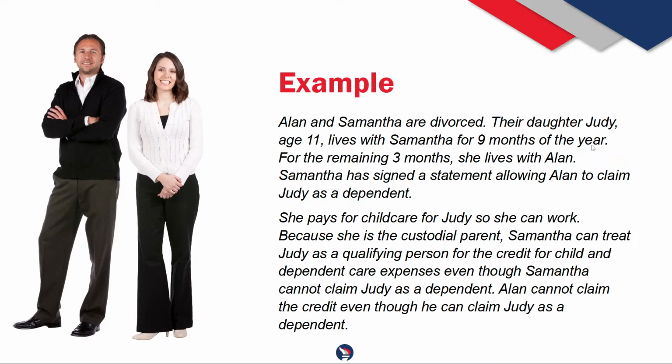Alan and Samantha divorced. Daughter Judy, 11, lived with Samantha for 9 months. The remaining 3 months she lived with Alan. Samantha signed a statement allowing Alan to claim Judy as a dependent. Samantha pays for child care for Judy so she could work, and because she's the custodial parent, Samantha can treat Judy as the qualifying person for the child and dependent care credit, even though Samantha cannot claim Judy as a dependent, she could have. She just signed it over. Alan can't do it, even though he's claiming Judy as a dependent.